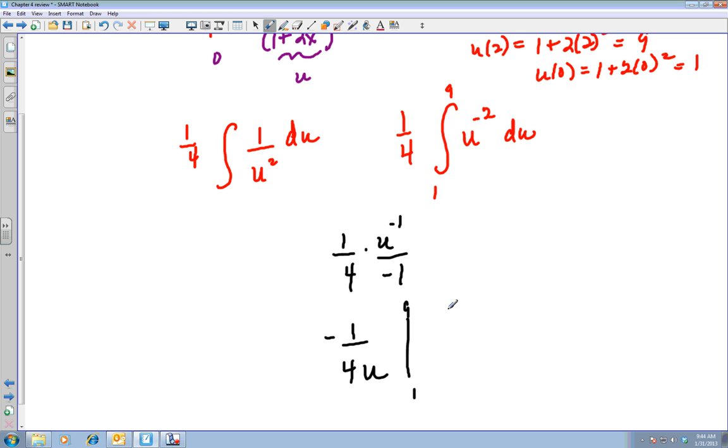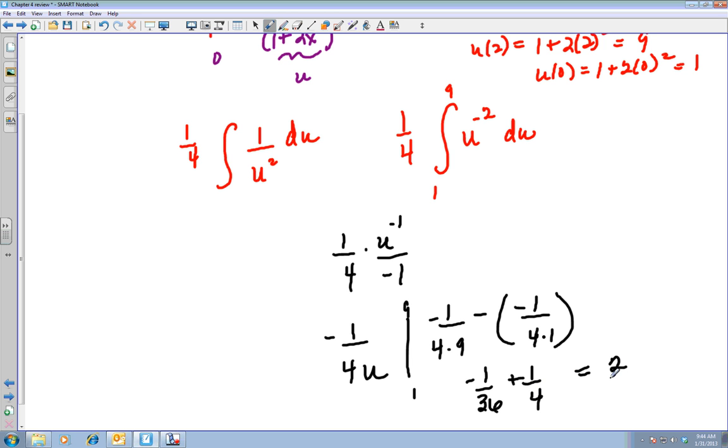So I'm going to plug in my 9 first. So I have negative 1 over 4 times 9 minus negative 1 over 4 times 1. So that's negative 1 over 36 minus a negative, so that's plus 1/4, which should give me 2/9. Sorry, 2/9. Okay, we're going to stop right there and we'll start number 11 on the next video.